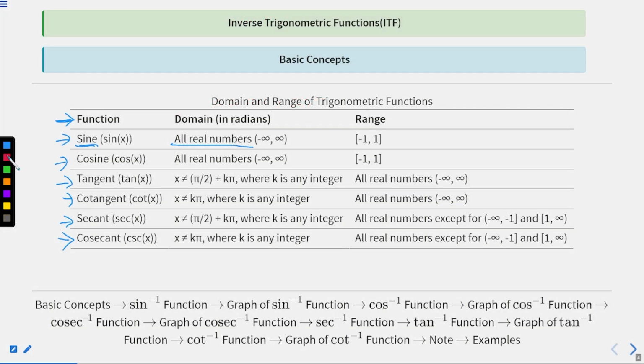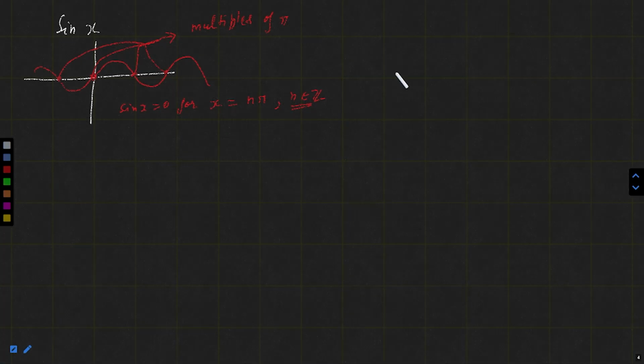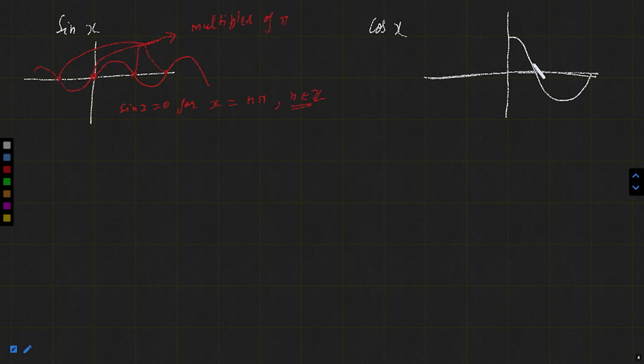Now the cosine, the domain is the same as the sine function, and the range is also the same as the sine function, the closed interval -1 to 1. And the graph for it looks like what? Let's see. If you recall, if you do not remember, don't worry, you will see here. So the cos graph starts like this.